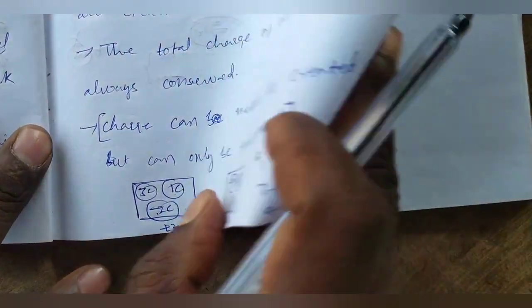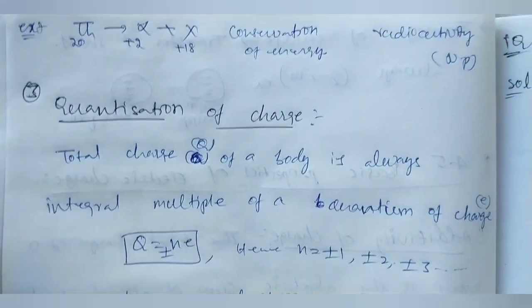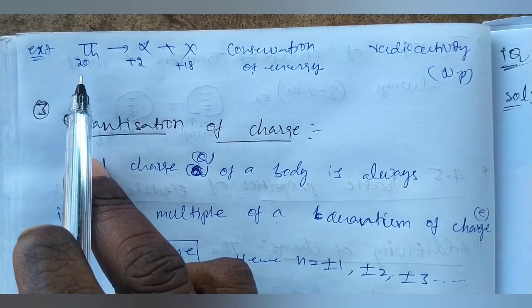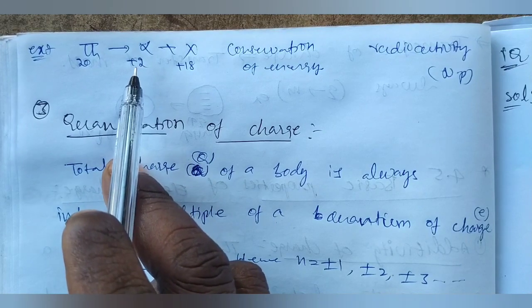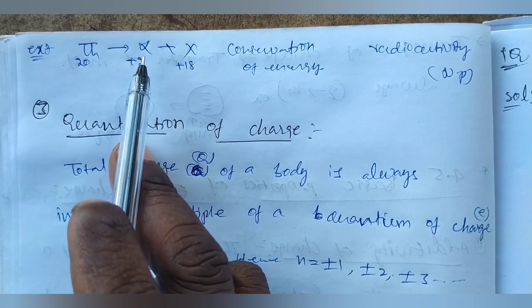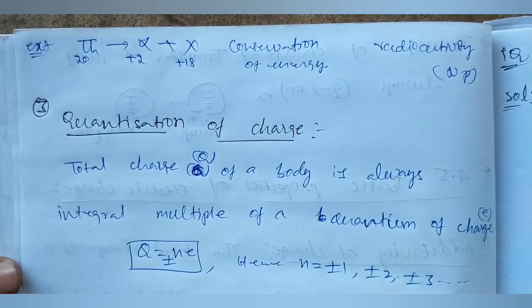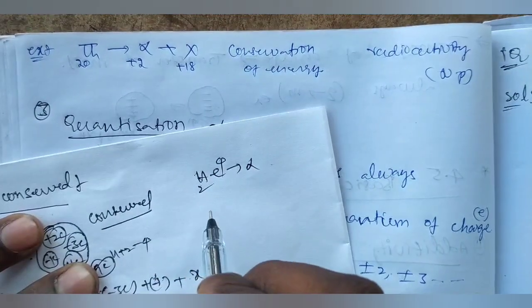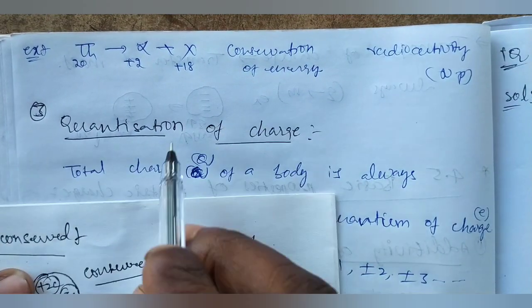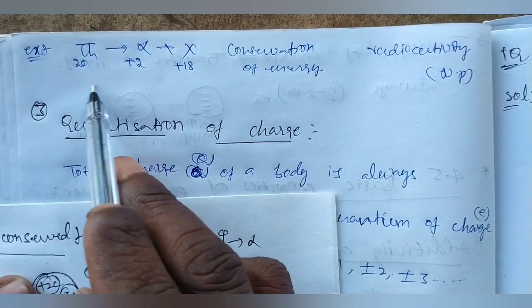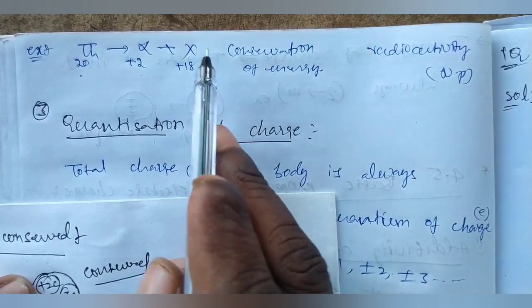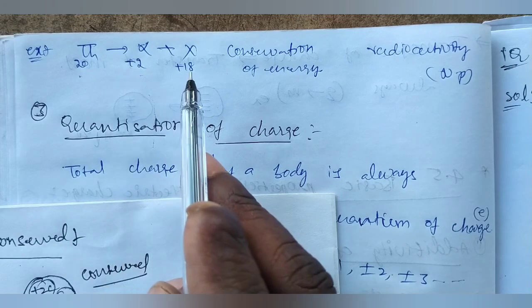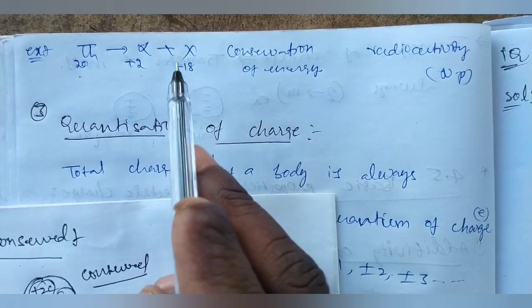The next property of charge follows, and also another example: a thorium atom with atomic number 20 converts into an alpha particle. The alpha particle is nothing but helium 4, that is 2 helium 4. This is the atomic number of thorium. What is the next atom? Here 20, minus 2, the remaining is 18. So this is the other atom.